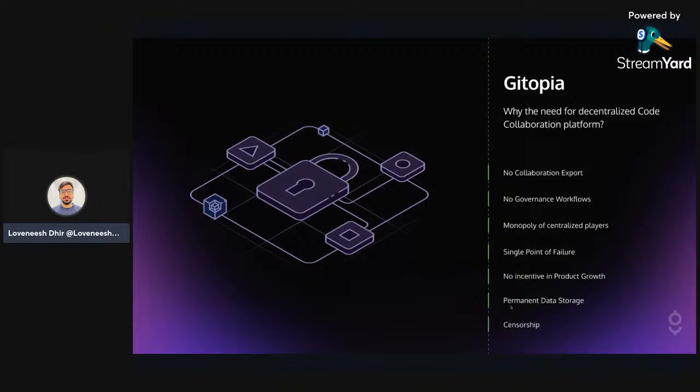We have discussed censorship in the beginning, and another point that I forgot to mention in the slide is open source incentivization. Currently, in centralized code collaboration platforms like GitHub, the incentivization is done through sponsorships or donations. But this makes open source development unsustainable.